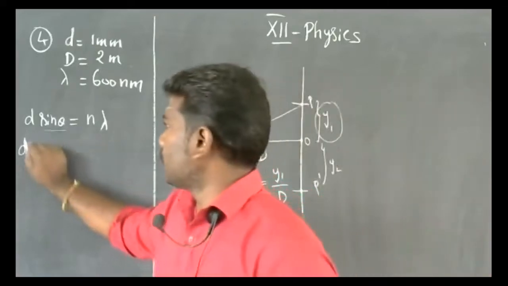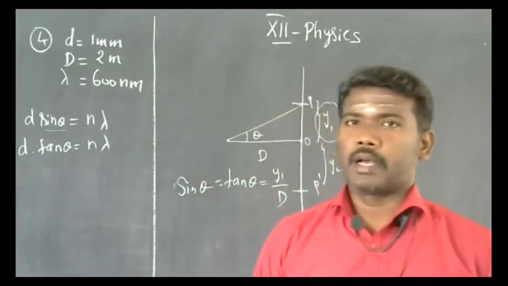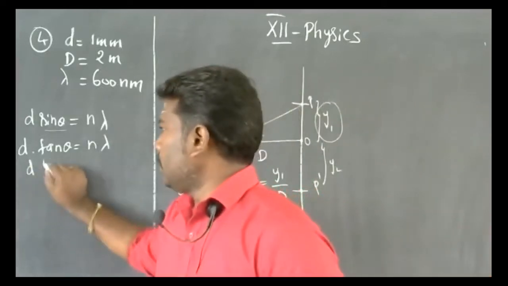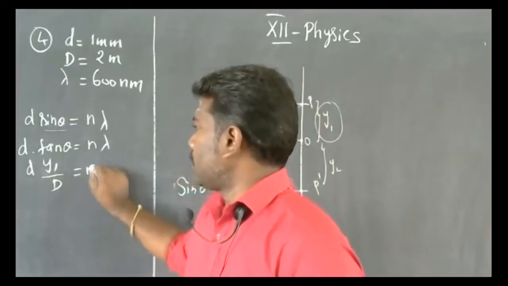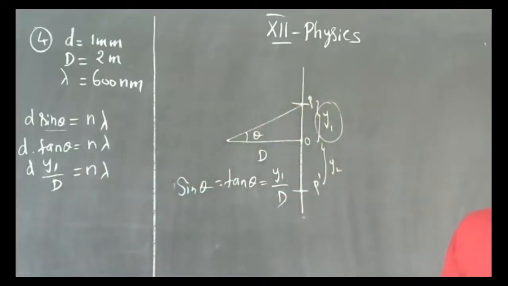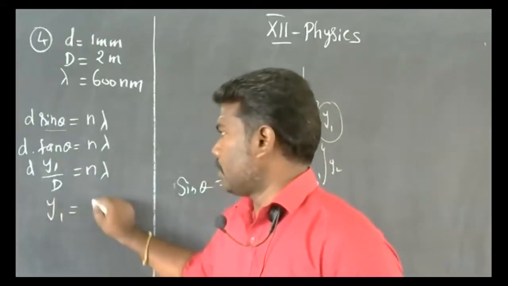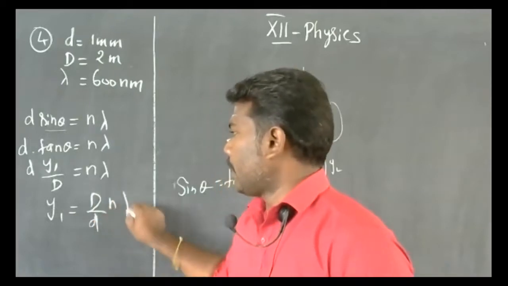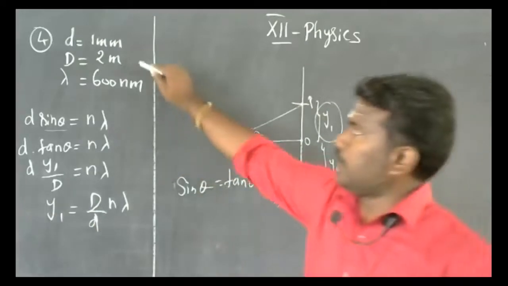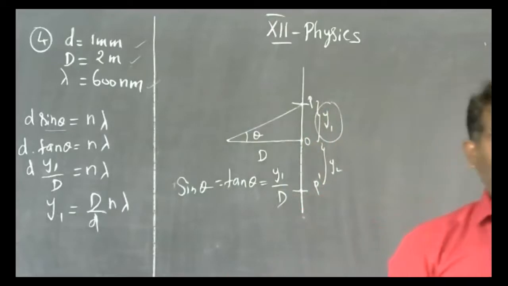So apply all the values. d tan theta is equal to n lambda. For tan theta, we have the value y1 divided by D. So d times y1 divided by D is equal to n lambda. In this question, first of all, we are going to calculate the value of y1. So y1 is equal to D by d times n lambda. D is given, d is given, and lambda is given. So we can easily calculate the y1 value.